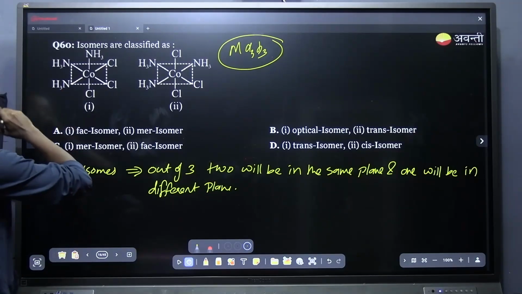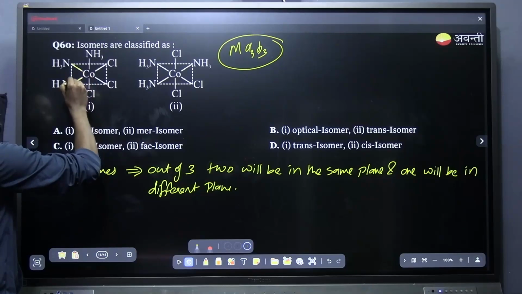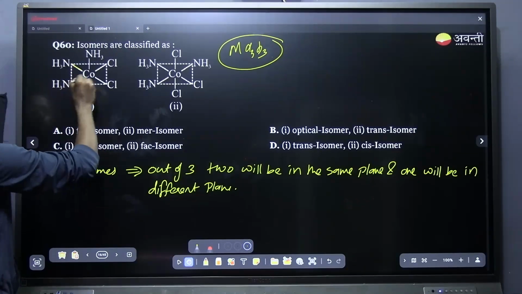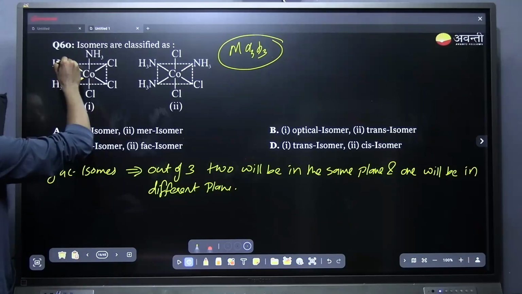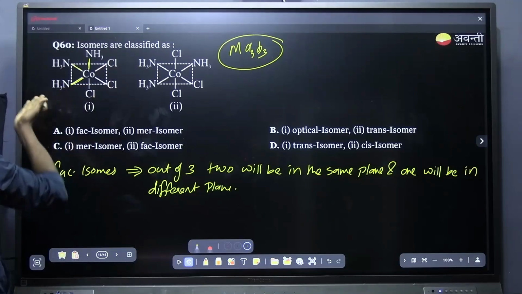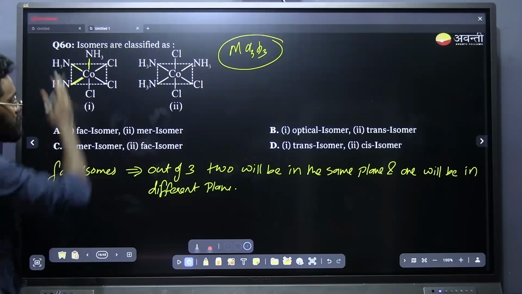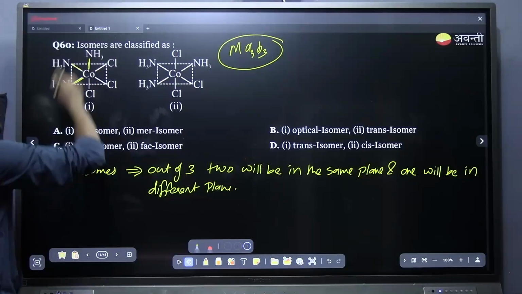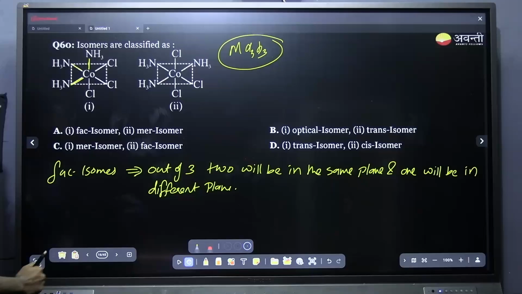So from the first one you can see NH3 is one of the set, right? In that, two NH3 are on the same plane, and one NH3 is in the axial plane. There is an equatorial plane as well as an axial plane. Here two NH3 are in the equatorial plane and one NH3 is in the axial plane. So we can say it is a facial isomer.